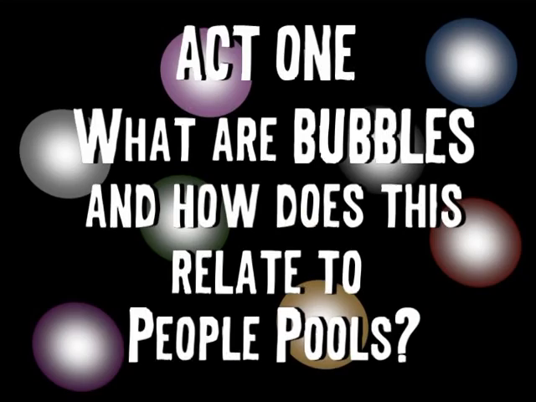Puncture and pipeline / demassification, how does it relate to that? Act 2 is basically going to be bubble increments, specifically related to people pools.